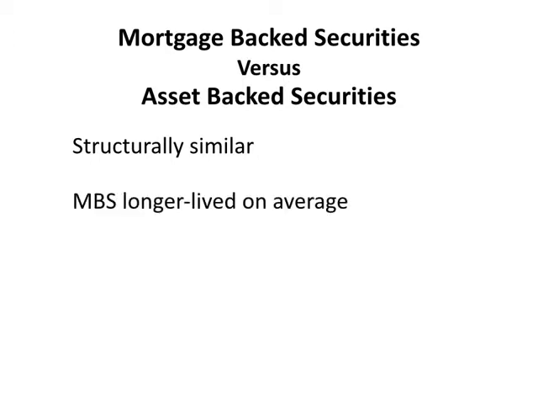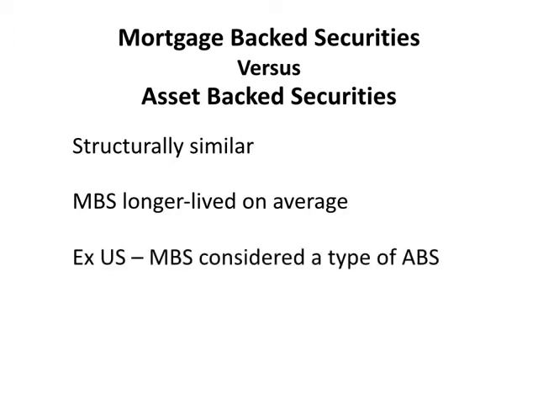On balance, mortgage-backed securities are much longer lived than the most common type of asset-backed securities based on either auto loans or credit card receivables. And mortgage-backed securities have a significantly greater likelihood of being prepaid, ergo more prepayment risk. However, mortgage-backed securities and asset-backed securities are very similar. In fact, so similar that in most countries other than the U.S., mortgage-backed securities are simply considered another variation of asset-backed security. But in the U.S., mortgage-backed securities and asset-backed securities are considered different fixed-income asset classes.